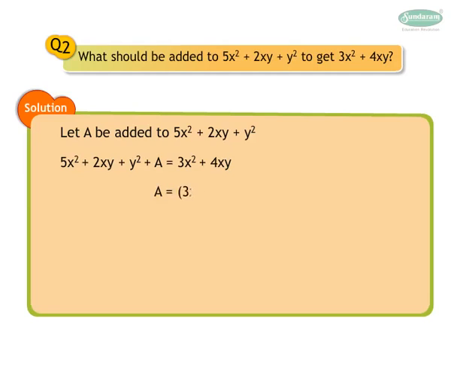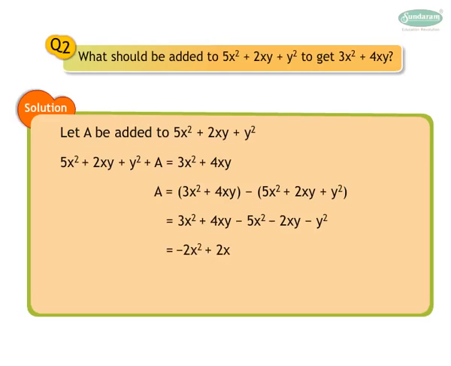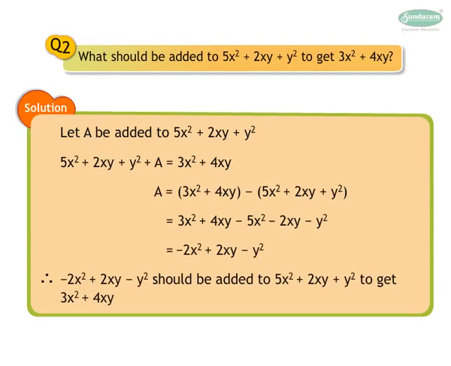Therefore, a is equal to 3x square plus 4xy minus 5x square plus 2xy plus y square, which is equal to 3x square plus 4xy minus 5x square minus 2xy minus y square, which is equal to minus 2x square plus 2xy minus y square. Therefore, minus 2x square plus 2xy minus y square should be added to 5x square plus 2xy plus y square to get 3x square plus 4xy.